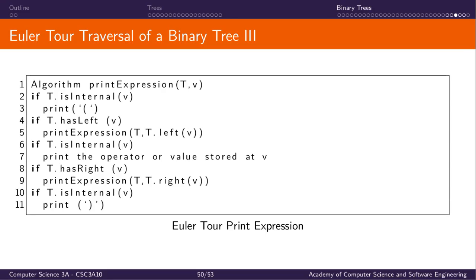If it's internal, now this is our visit from below, we print the operator value stored at the current node. Then check if it has a right child. If it does, recursively call the method on that child. Then we do the visit from the right, and first we check whether or not it's internal. If it is, we print that closing parentheses.